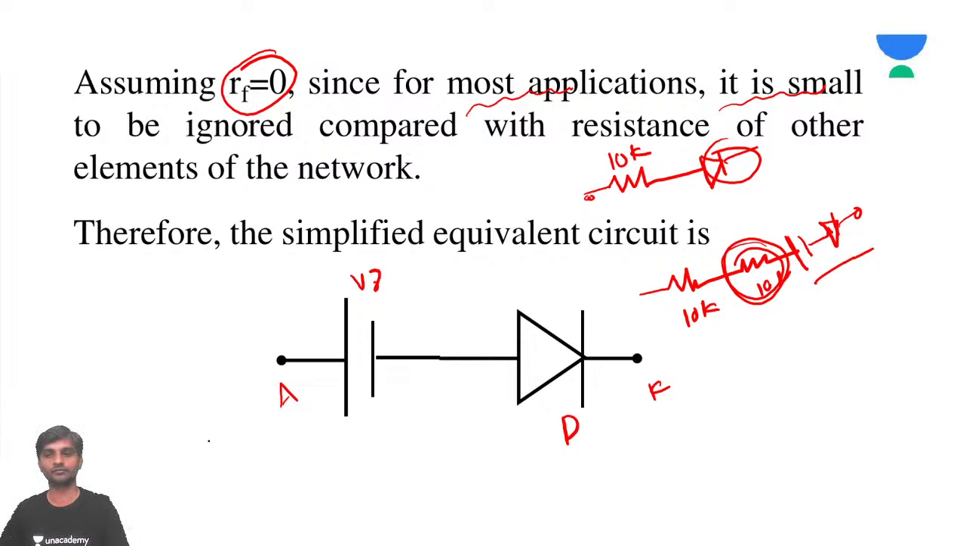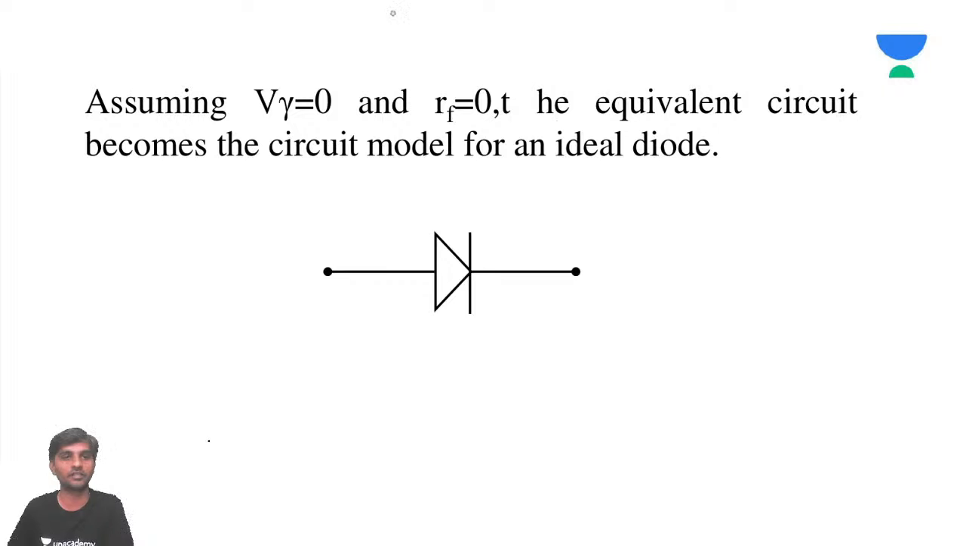Just a second. Now, moving on to the next slide. Here we are assuming the cut-in voltage is 0 and RF is also 0. What happens then? The equivalent circuit becomes the circuit model of the ideal diode.